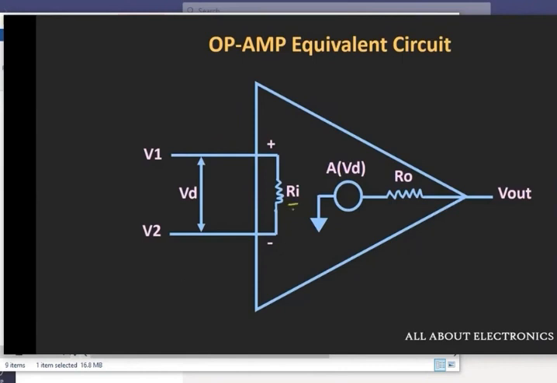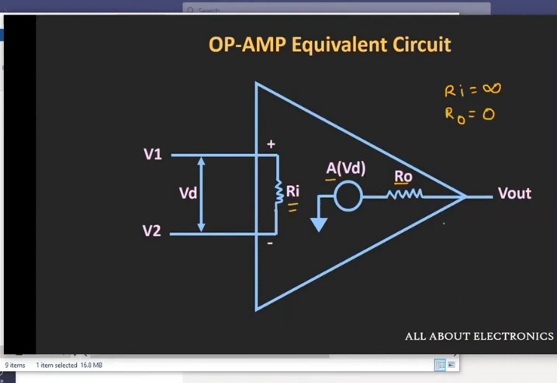As you can see here, this Ri is the input impedance of this op-amp. Likewise, this Ro represents the output impedance of this op-amp, and the output voltage of the op-amp will be the open loop gain multiplied by the difference between the input signals V1 and V2. Now before we see the different characteristics of the op-amp, let us see the characteristics of the ideal op-amp. The ideal op-amp should have an input impedance Ri equal to infinity, so that whatever input is applied between the input terminals will directly get applied to the op-amp.